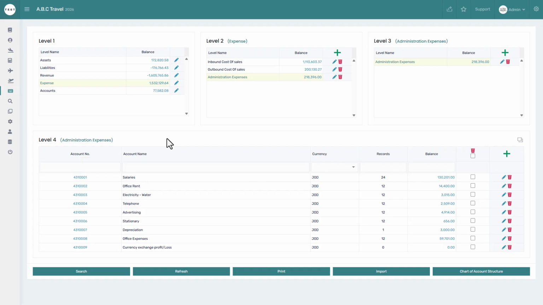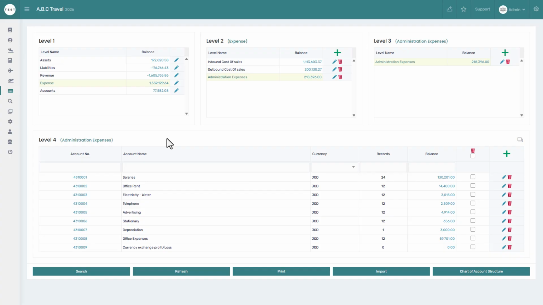The system needs to know which expenses are operational costs related to files and which expenses are general company expenses. That is why it is recommended to separate cost of sales and administration expenses clearly in Level 2. This helps the system produce cleaner reports. Both cost of sales and administration expenses affect the overall profit and loss.